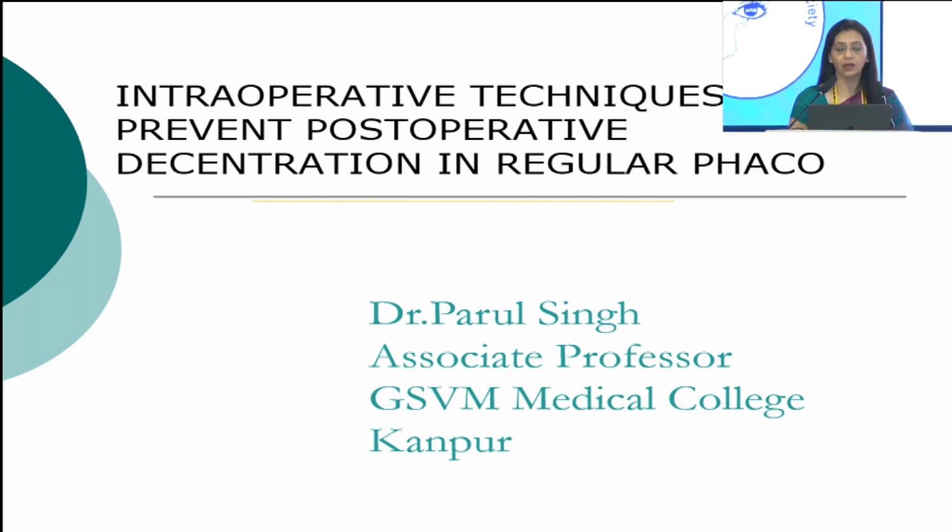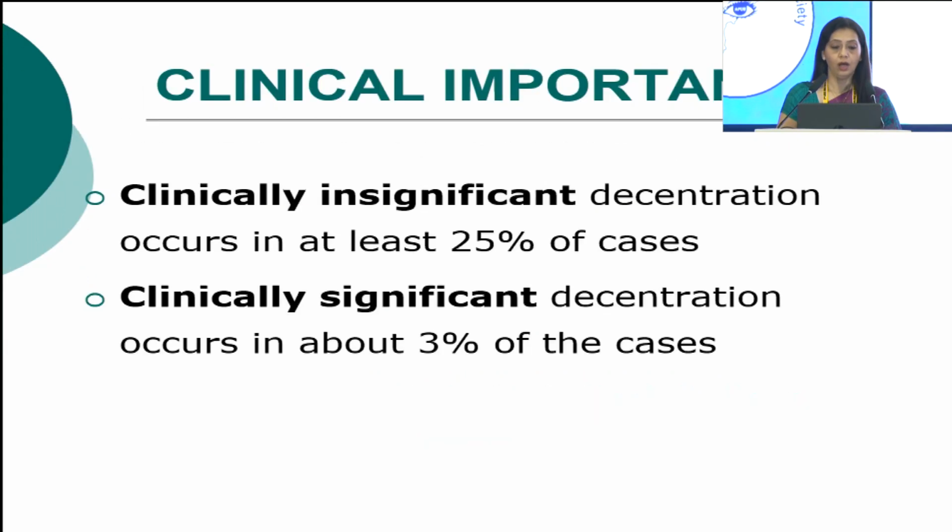So I'll be speaking on intraoperative techniques to prevent post-operative decentration in regular phaco. We all know that proper centration of IOL is really very important, and we get clinically insignificant decentration in at least 25% of the cases, which we can go away with, but clinically significant decentration occurs in about 3% of the cases, and these are the cases that have to be dealt with care and we should avoid.